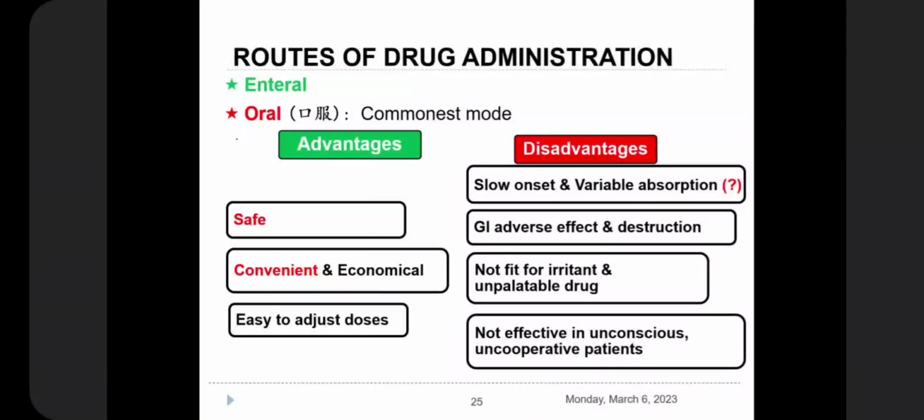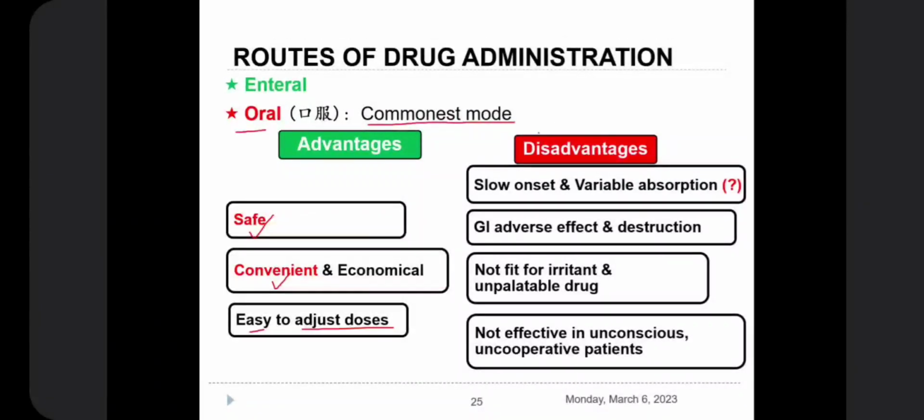Now let's see the enteral administration. The first route is oral, very common, the commonest mode. Advantages: very safe and convenient, because everyone can do it, like eating the drugs. And it's very easy to adjust the dose. You can give one pill and also two pills. That's very easy to adjust. But it also has some disadvantages.